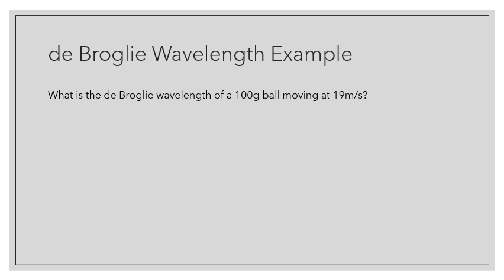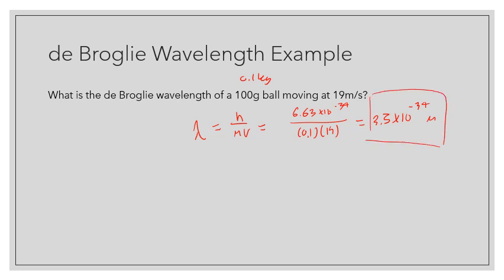Here's a question that deals with the de Broglie wavelength. What is the de Broglie wavelength of a 100-gram ball moving at 19 meters per second? 100 grams is 0.1 kilograms. So we know that lambda is equal to h over m times v. So that's equal to 6.63 times 10 to the negative 34 over 0.1 times 19. So this comes out to be 3.5 times 10 to the negative 34 meters. So that's the de Broglie wavelength of that 100-gram ball.